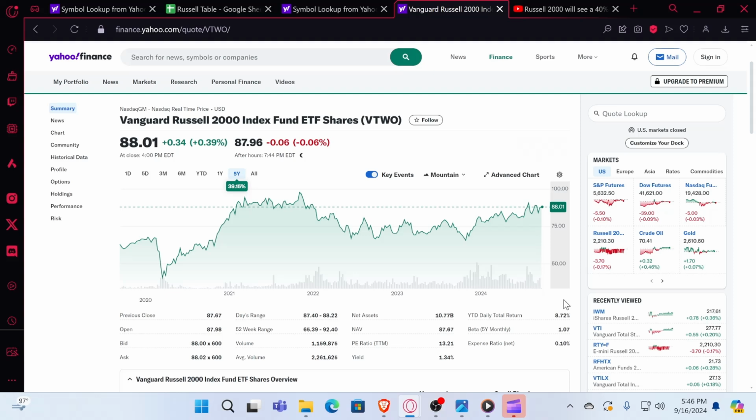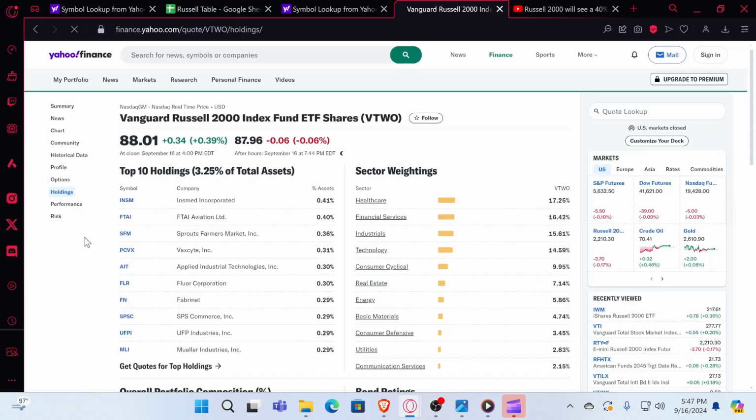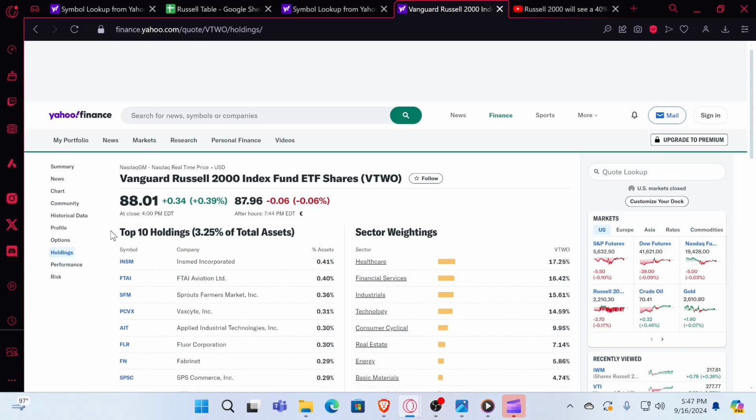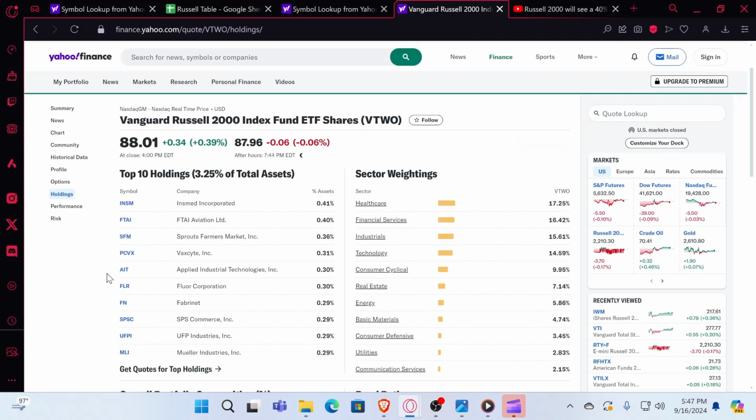Again, not recommendations to buy or sell. If I were to choose to get some exposure to the Russell, I'd probably lean with the cheaper of the two, the Vanguard fund that charges less than the iShares. If you click into some of the holdings on Yahoo Finance, you can see some of the top 10 holdings, the individual companies. Some smaller companies, maybe some you've heard of, maybe not.